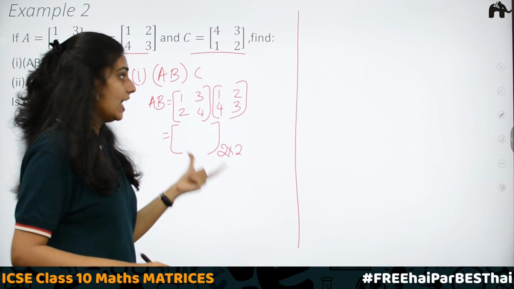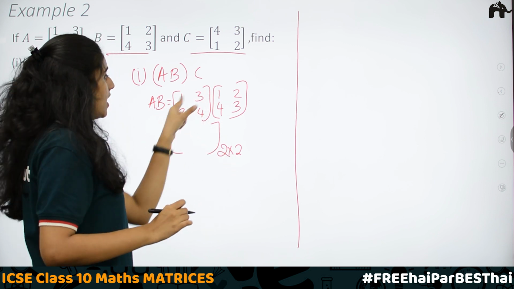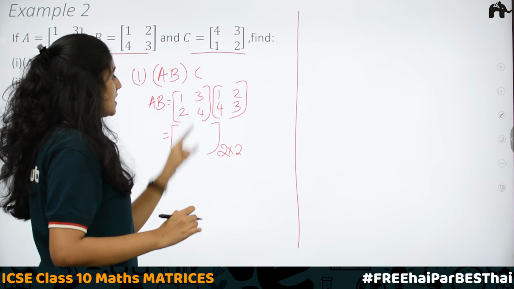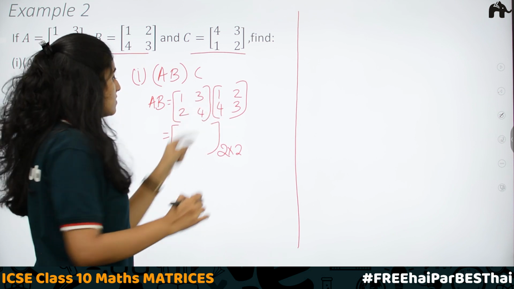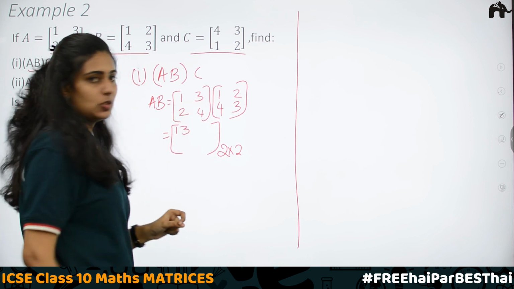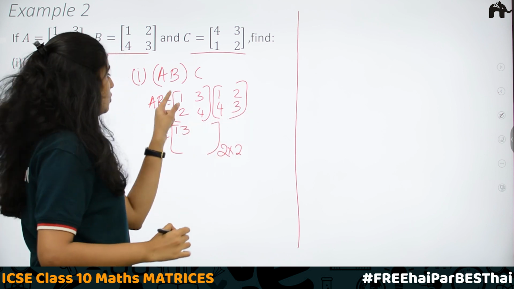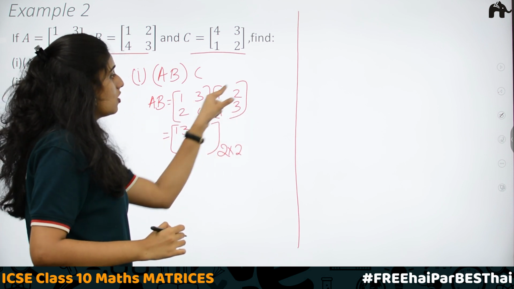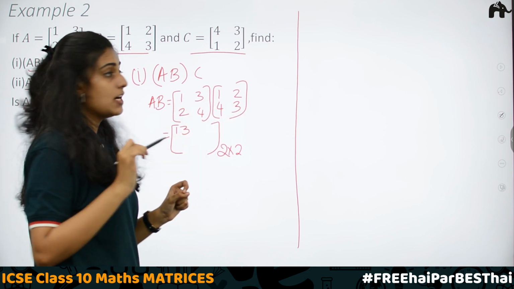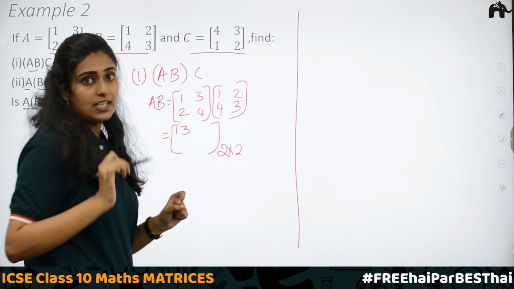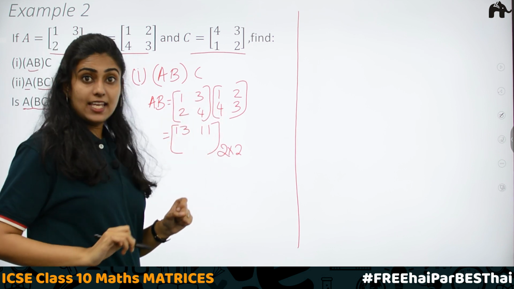Now to get the elements. First element, we have to take first row, first column. 1 into 1, 1 plus 3 into 4. 3 into 4 is 12. 12 plus 1, 13. Okay. Next, first row, second column. To get the second element, we have to take first row and the second column. 1 into 2, 2 plus 3 into 3, 9. 2 plus 9, which is 11. We got the second element.